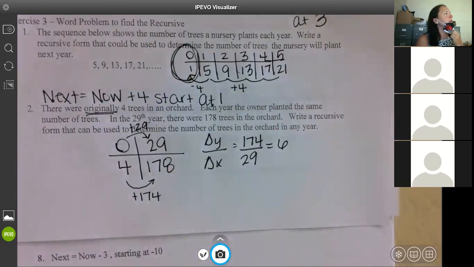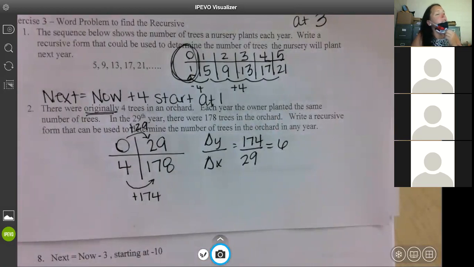So what does that mean? What happens? Some of you guys had trouble with this on your last quiz. What does that 6 mean? What's your slope tell you? The rate of change. Yeah, so what happened in this orchard? The amount of trees went up by 6 each year. We planted 6 trees a year.